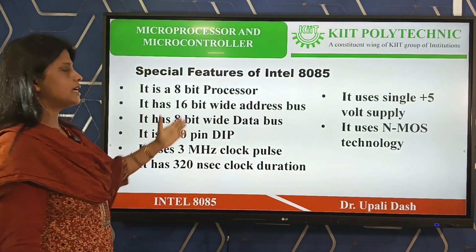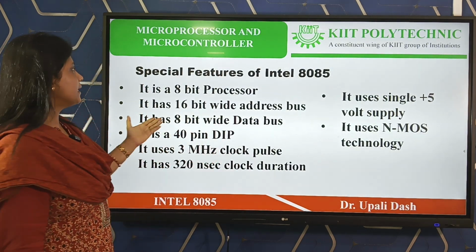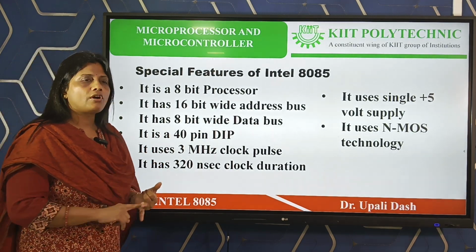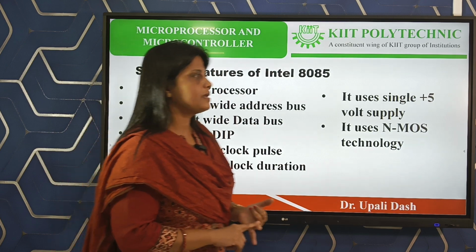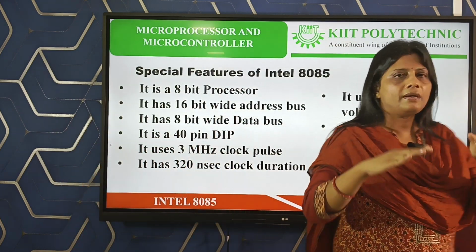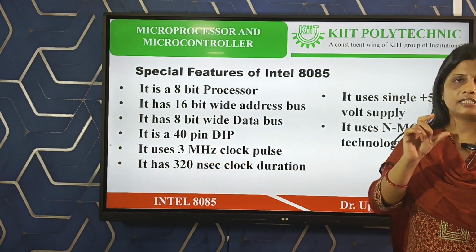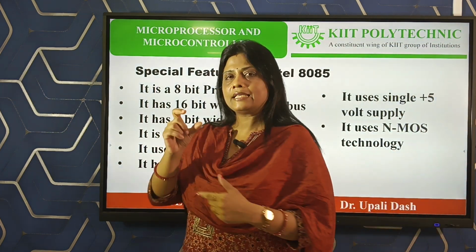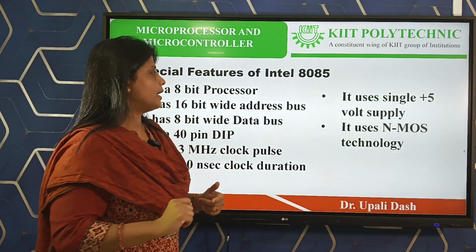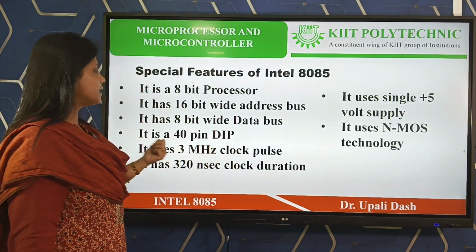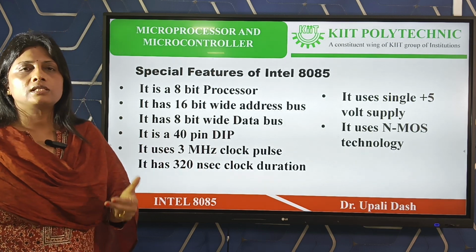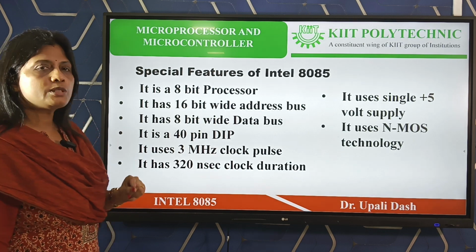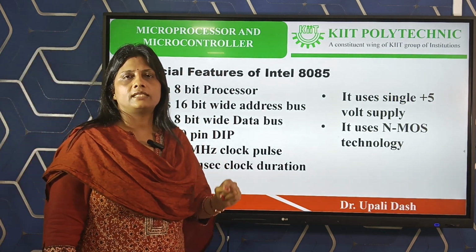So special features are included. As I told, this is an 8-bit processor. It uses NMOS technology. It is a 40 pin DIP. 40 pin DIP means it is an IC having 20 pins on each side, and it uses a technology called DIP, dual inline package. The IC is manufactured in that style, and it is a processor having a single power supply. The clock frequency is 3 megahertz and the clock duration becomes 320 nanoseconds, and the address bus size is 16 bits wide and the data bus size is 8 bits wide.